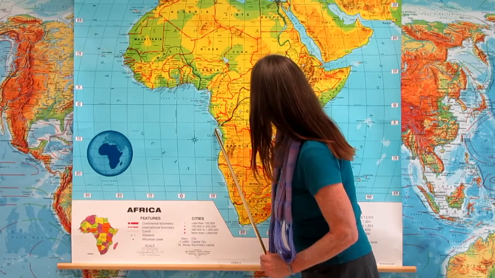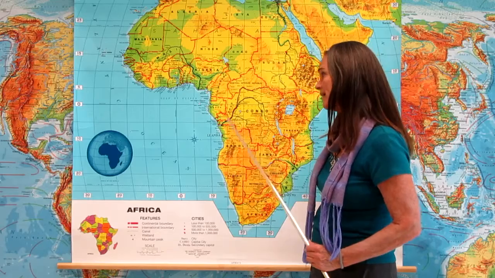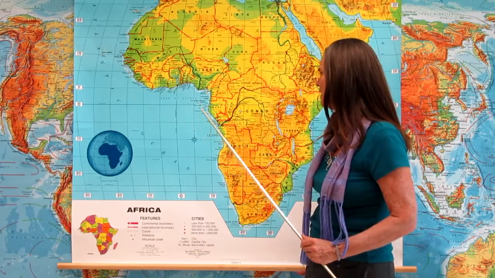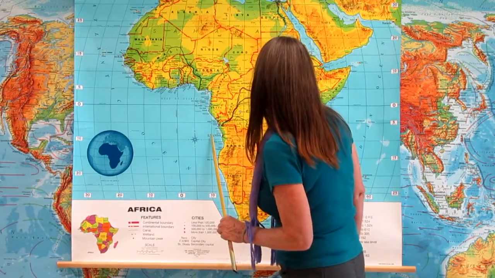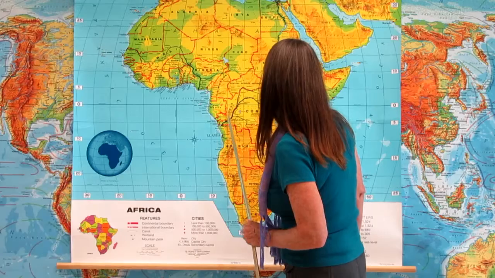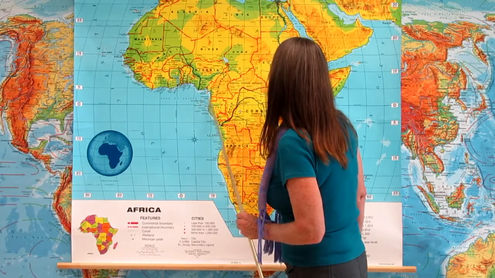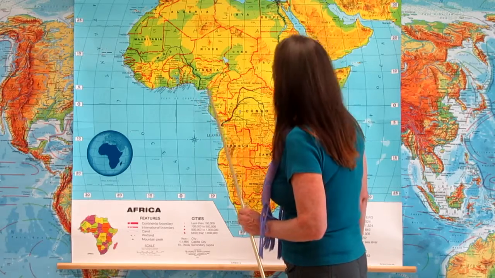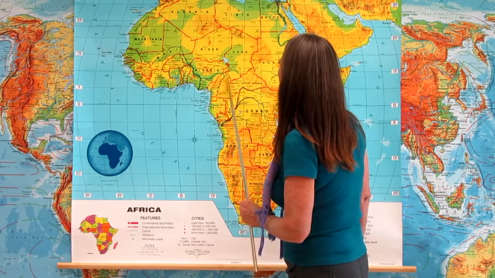Again, this is an older map, so I have to decipher a little bit. We're not going to do the microstates, just the major states. So we do have Congo right here, Gabon, Equatorial Guinea, which also has a little island there, Cameroon, which is on the border with Nigeria.